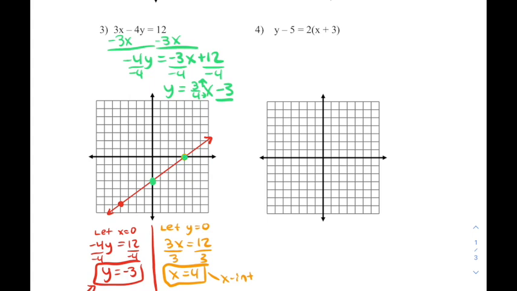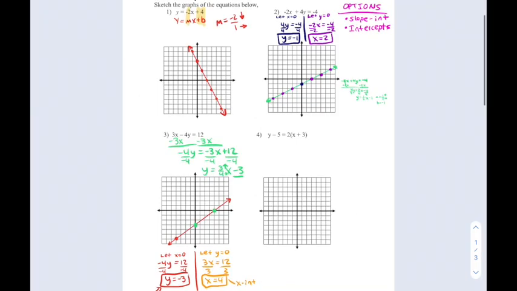So for standard form, as we've shown now a couple of times, either method works. You can convert the equation to slope-intercept form and solve that way, or you can find the x and y intercepts and use those to generate the points.